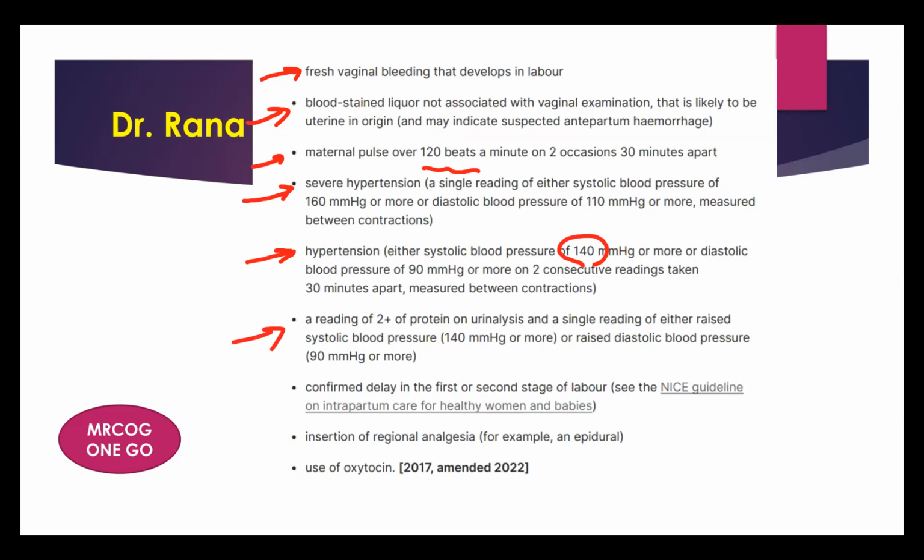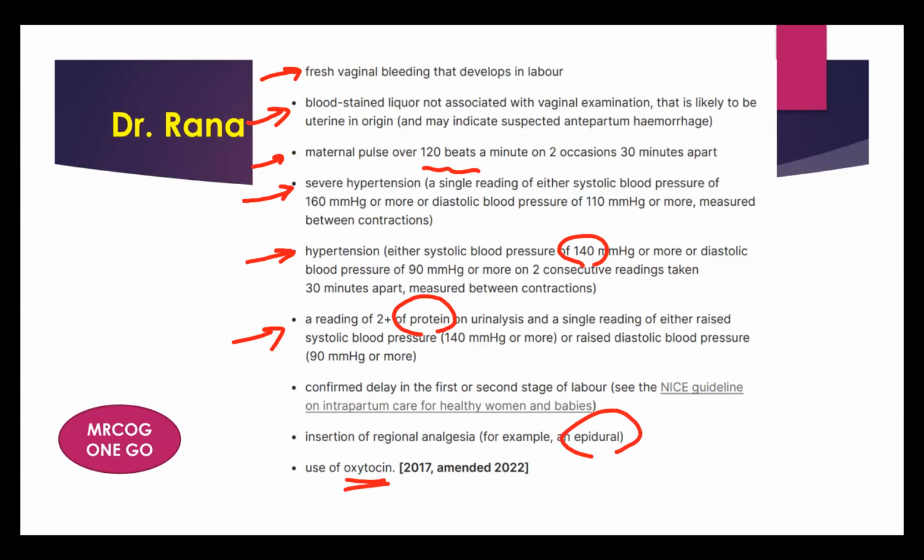2 plus protein on urine analysis, okay? And a single reading of either increased systolic blood pressure or diastolic blood pressure. So we need the protein, and with a single reading of increase in the blood pressure, either the systolic more than 140, diastolic more than 90. Confirmed delay in the first or second stage of labor. At this time, we will need to offer this patient continuous CTG. Insertion of regional analgesia, the epidural, one of the indications. Use of oxytocin, one of the indications.